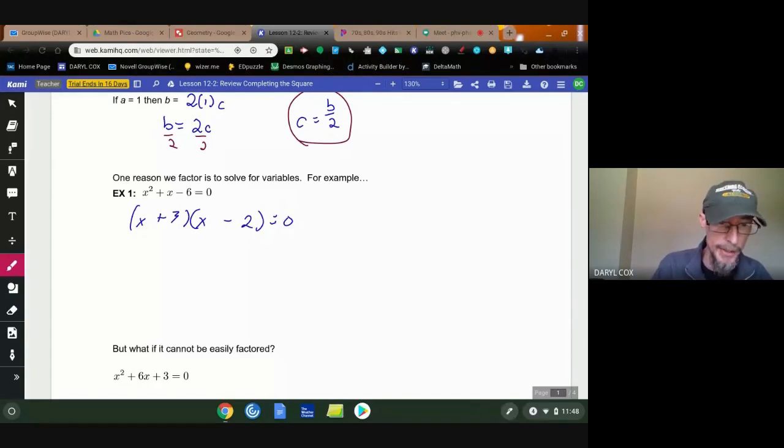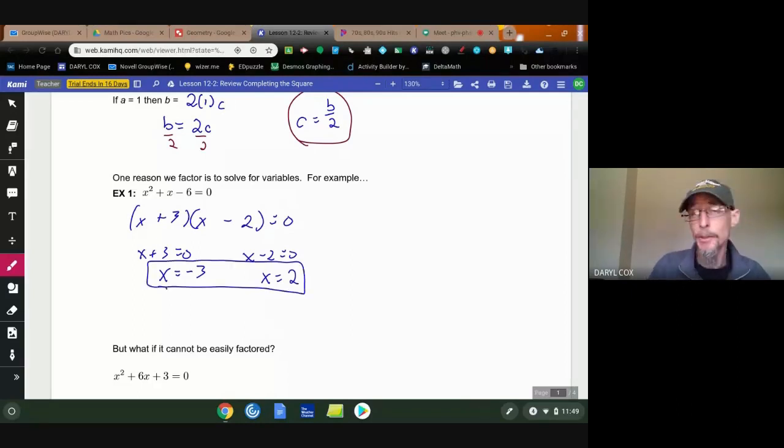So when I do that, it means that either x plus 3 has to equal 0 or x minus 2 has to equal 0. And if x plus 3 will equal 0, well, that'll happen when x is negative 3. And this will happen when x is 2. So there's your possible answers. That's one of the big reasons we like to factor.